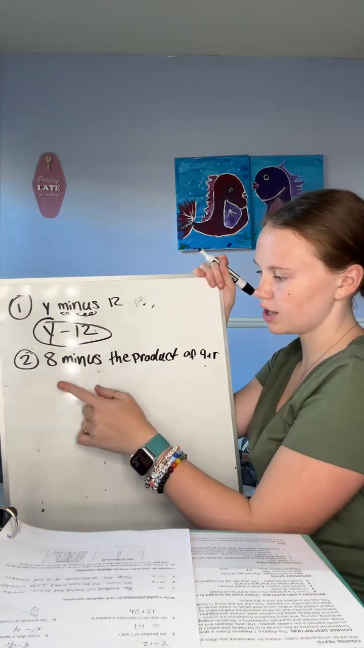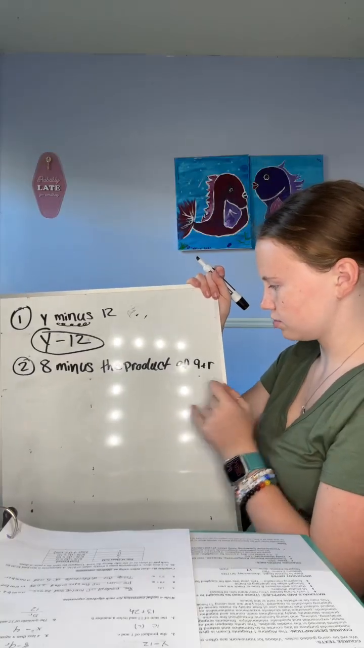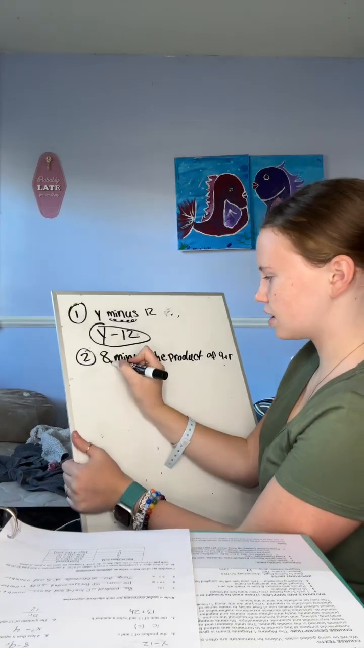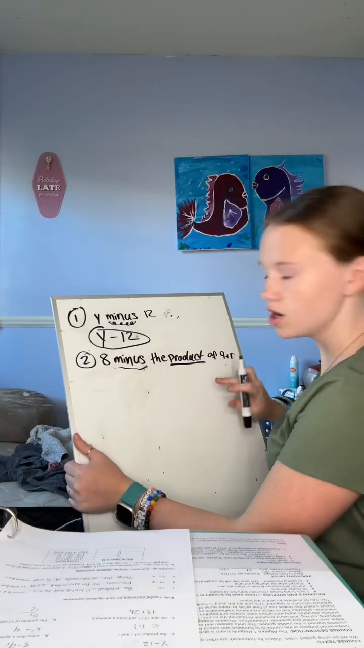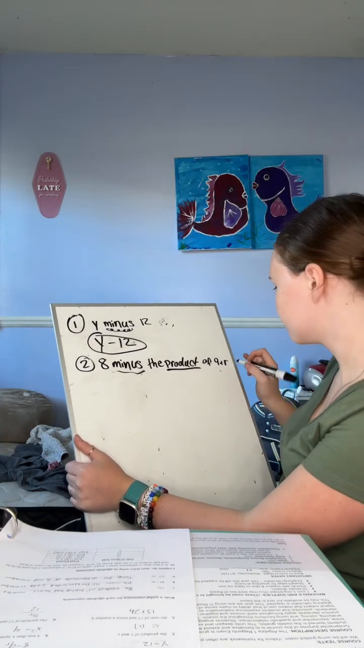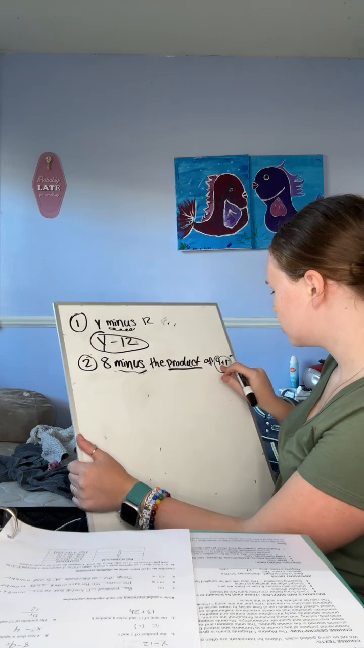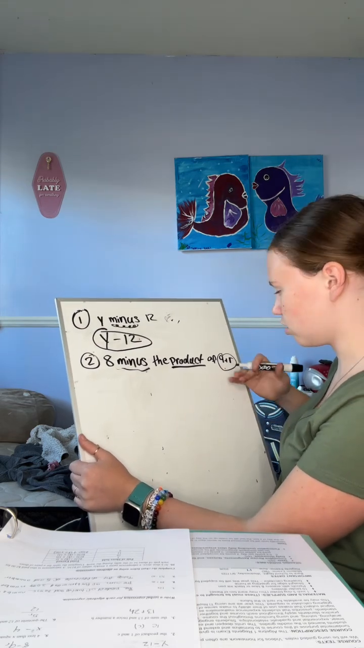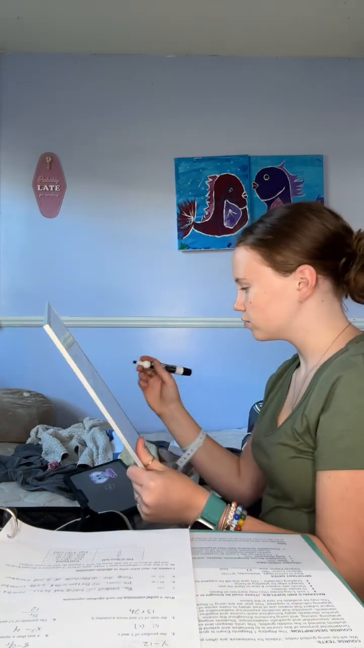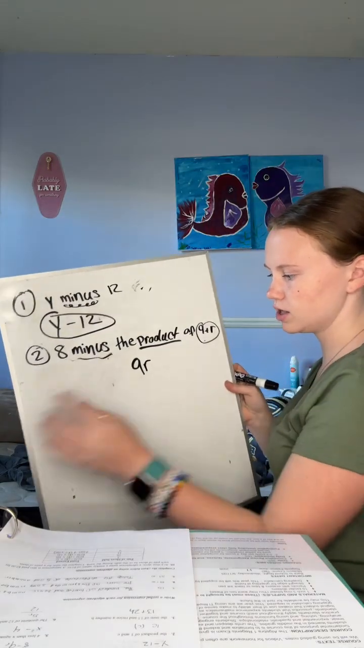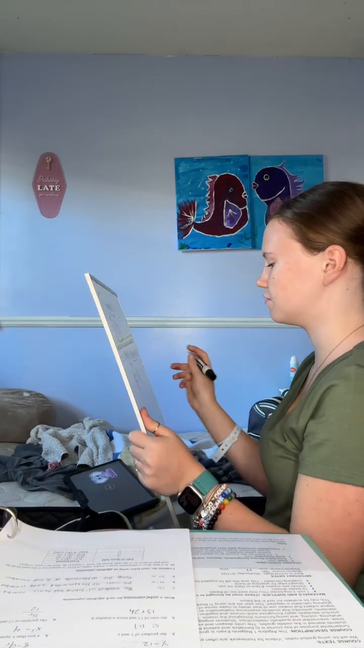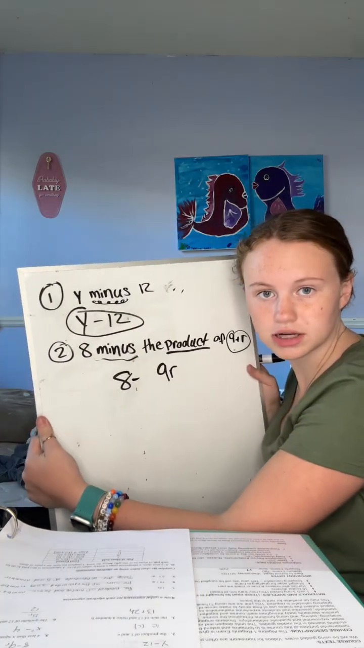Okay, for 2 we have 8 minus the product of 9 and r. Minus, that means that we're going to subtract, and product is multiplication. So let's start with our multiplication here. You would multiply 9 and r. So that would get you 9r. And then 8 minus, you're just going to subtract 8 from that. So it's going to get you 8 minus 9r.